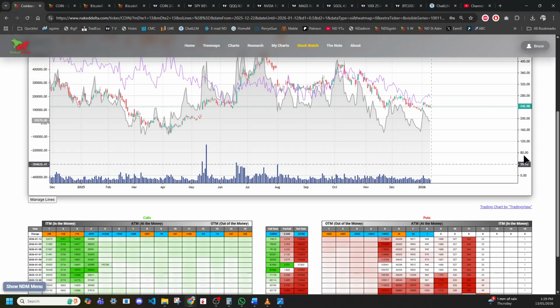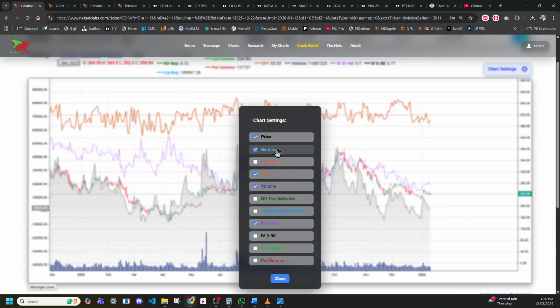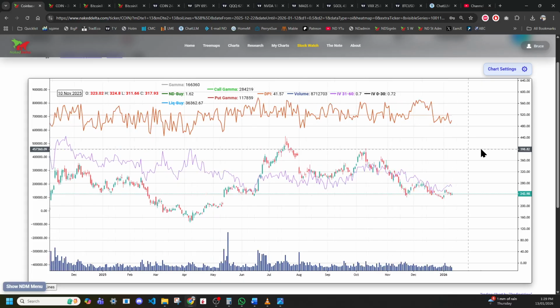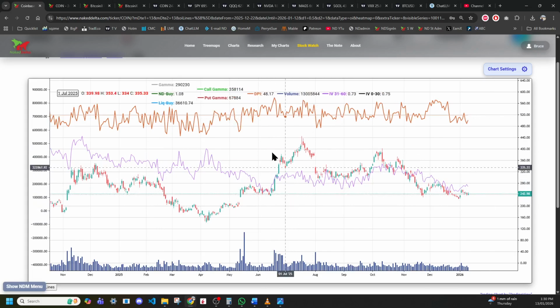Just quickly here, we'll start on the most basic of the charts. I'm just going to remove gamma here, which is the gamma of open interest, not the gamma of options. It's of their open interest, the total cost of hedging them. So we can see a couple of lines displayed here, firstly the 30 to 60 day IV.